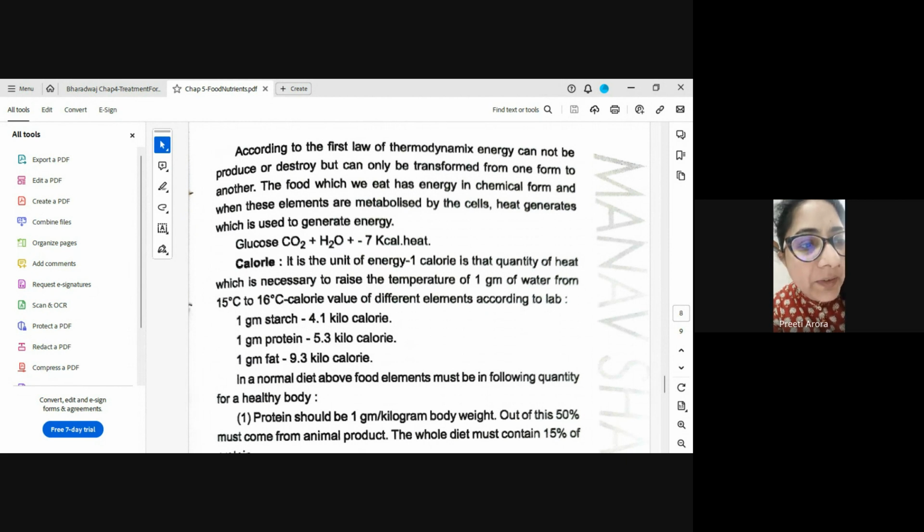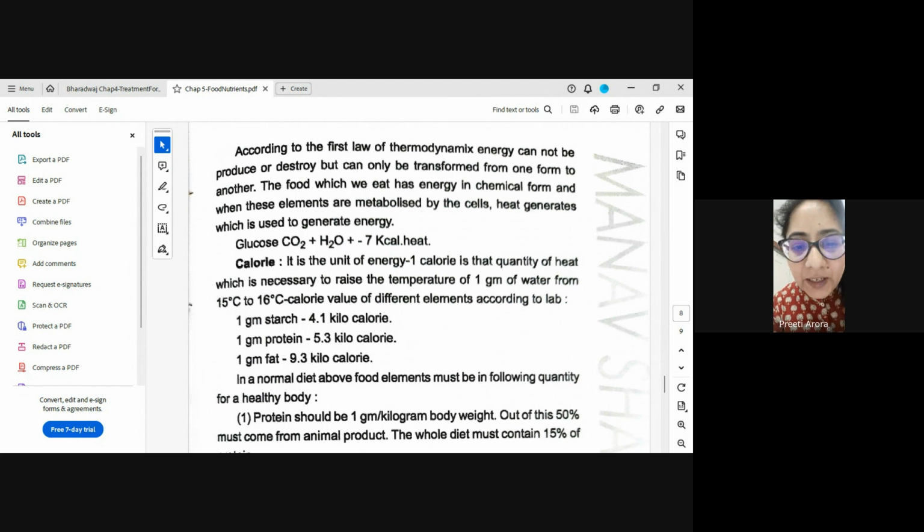Now, in the book, I believe it is written that 1 gram of protein is giving you 5.3 kilocalories. But I think it is a misprint, though you should confirm with your coordinator also. Because in the same book, they have written that protein is giving you 4.2 kilocalories. So I'm just pointing this out because I believe that 4.2 kilocalories is the best way to describe the amount of kilocalories obtained from protein. But yet you must confirm it with your coordinator also.